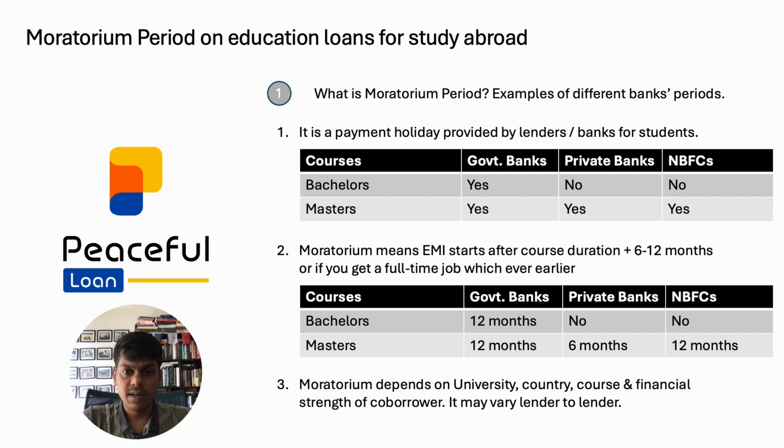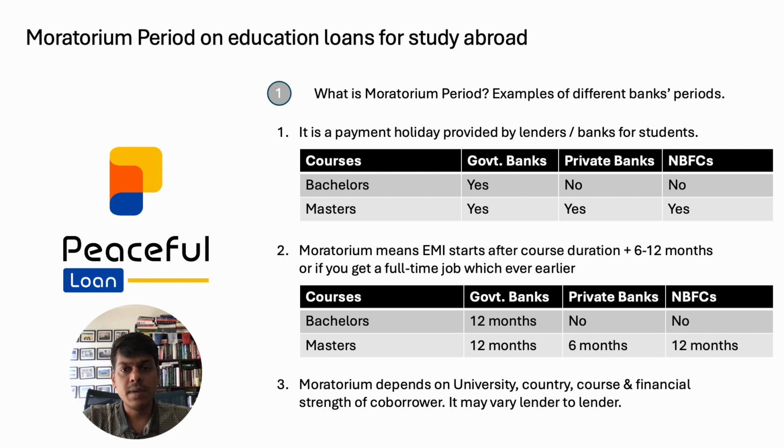When it comes to private banks like ICICI Bank, Axis Bank, IDFC First Bank, Yes Bank, they don't provide any moratorium for bachelor's courses. They only provide moratorium for master's courses. They do this with an assumption that post bachelor's most of the students opt for a master's course and then they won't be in a position to start paying immediately. And hence the moratorium period is not available for bachelor's courses for private banks.